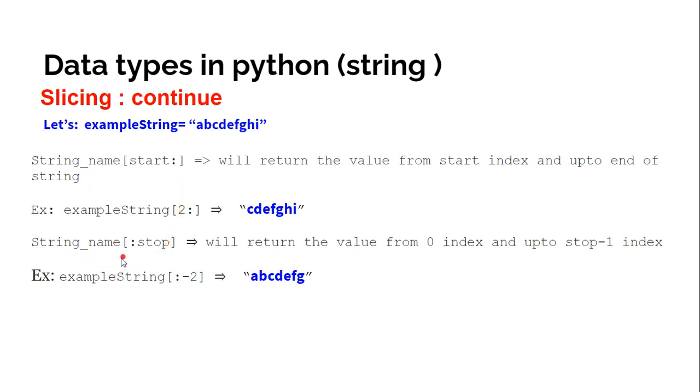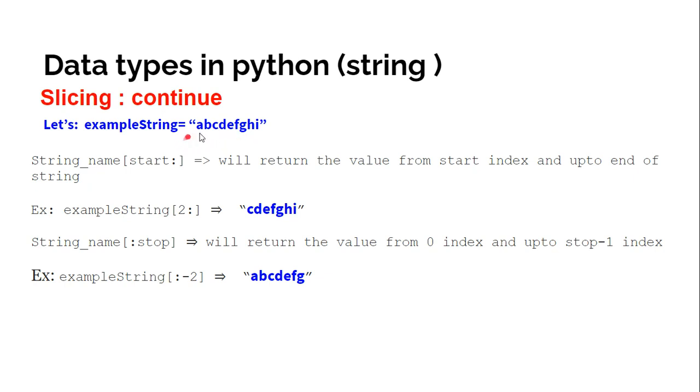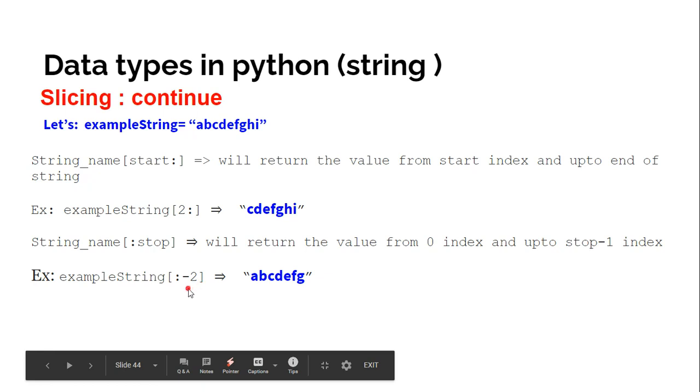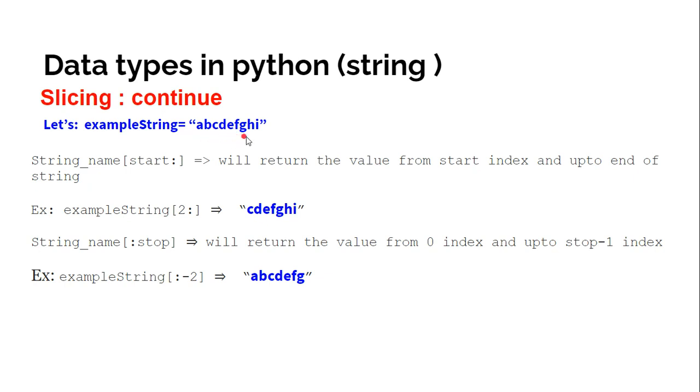Next, I told you that if you don't pass the start value, then it will consider from the beginning. So suppose you write a string name, we are not passing the start value, and only passing the stop value, then it will return the values from 0 index and up to stop minus 1. So example string and then up to minus 2. Start value is from 0, and minus 2 is what? This is minus 1, this is minus 2. So by writing minus 2, the start value will be 0 and the stop value will be minus 2, so we will get the value from here up to minus 3.